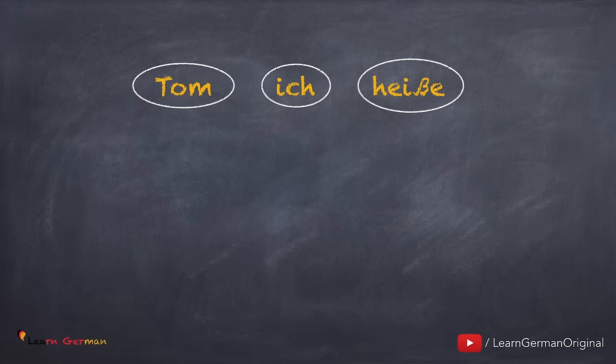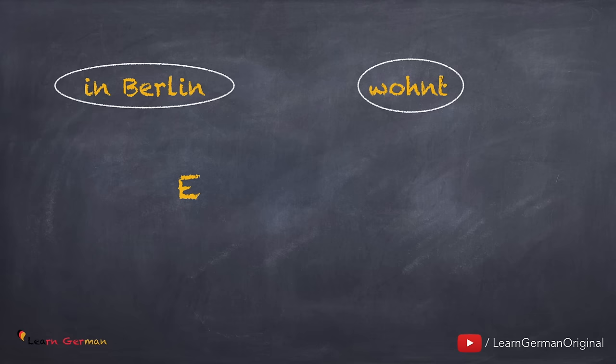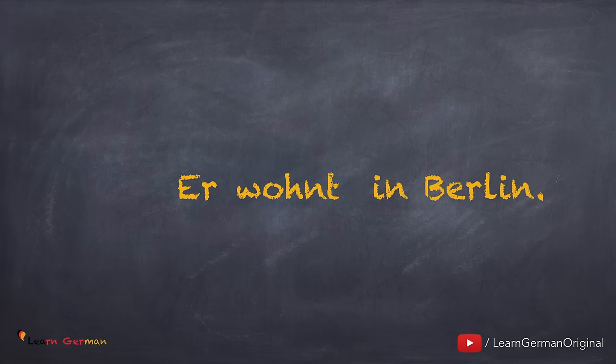And your answer should be, ich heiße Tom. The verb here is heißen and the subject is ich. Let's move on to the second one. The correct answer is, wohnt in Berlin. Here again, the verb is in the second position, wohnt.